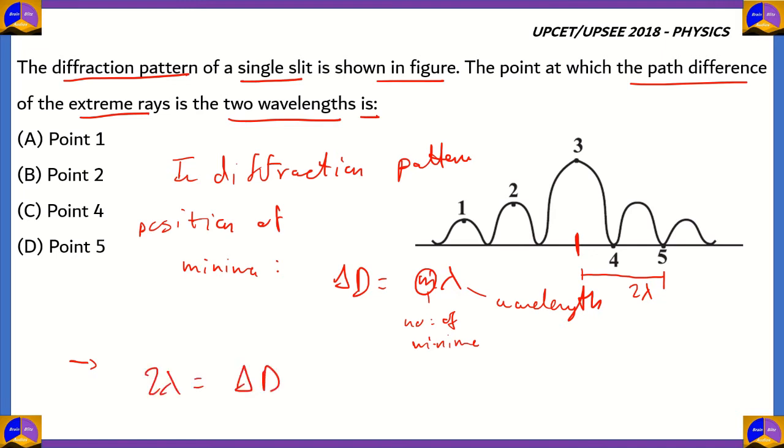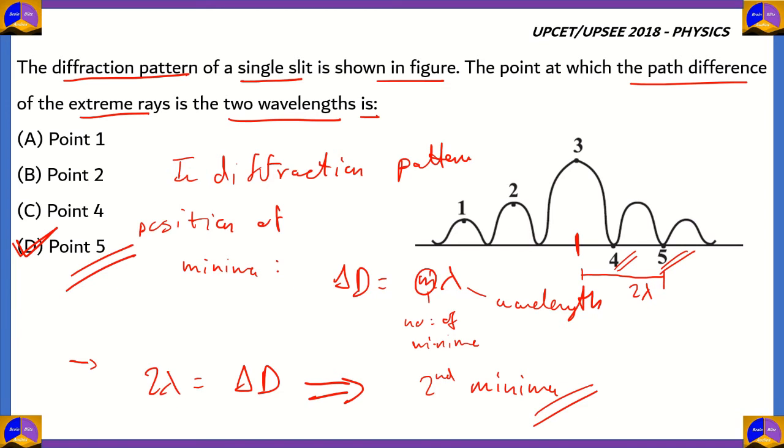So when 2 lambda equals delta D, that means we have the second minima, we have the distance for the second minima, and in this figure, the first minima is the 0.4, and the second minima is the 0.5. So therefore, option D, 0.5, is the correct option.